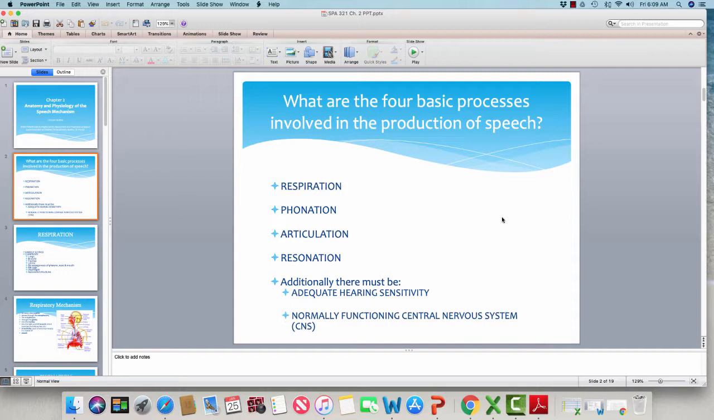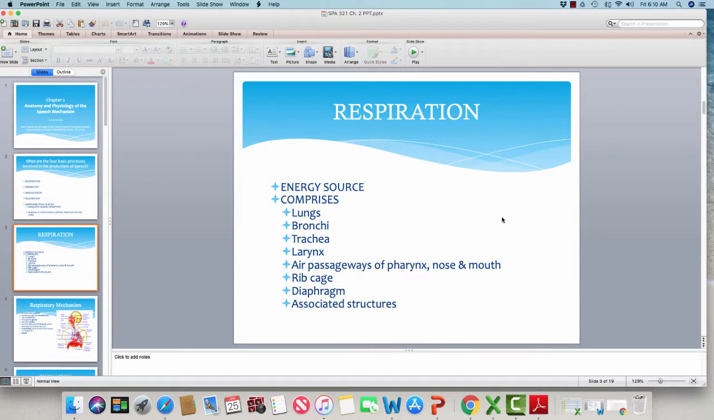Additionally, for accurate speech to occur, we need to have adequate hearing sensitivity, meaning there's no hearing impairment, and a normal functioning central nervous system, or the brain, CNS for short. We will not get into depth about the neurological system because that is covered in a neurological class. In addition, that's more graduate level coursework, so we will only touch on it briefly, but I want you to remember that all of these processes, of course, are controlled by the brain, and if there's damage to the brain, then we will not have accurate speech production.